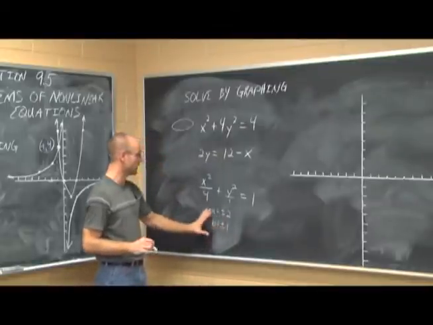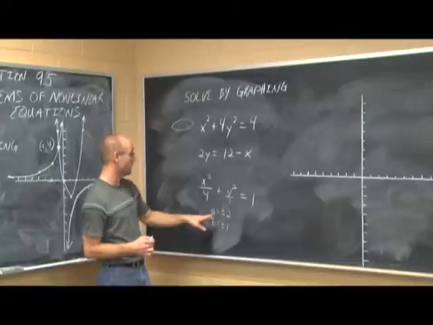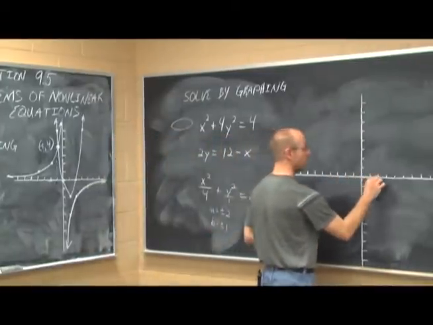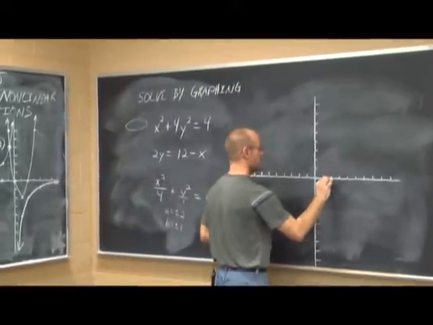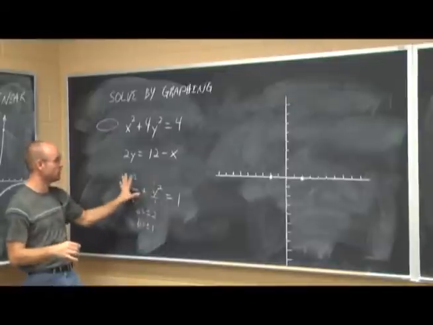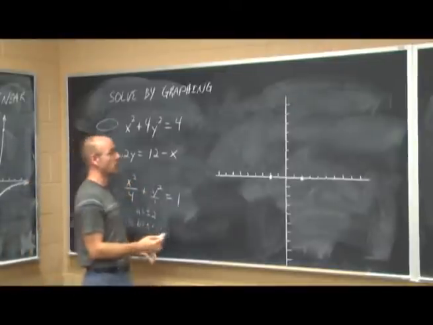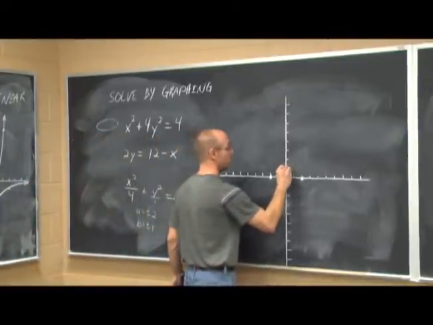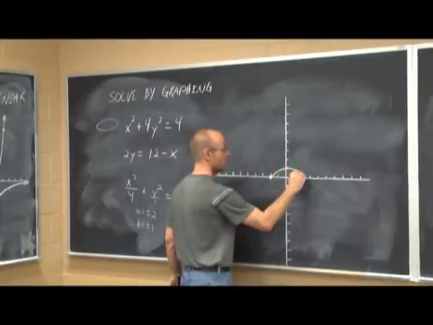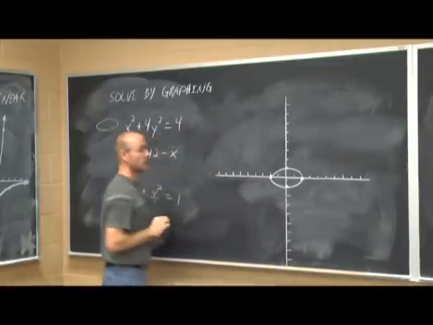And now I can put it on the graph. I'm going to go plus or minus 2 in the x direction, positive 2, negative 2. Because it is centered at the origin, there are no h and k values. And I can go up 1 and down 1 from its center at the origin. And now I can graph that ellipse.